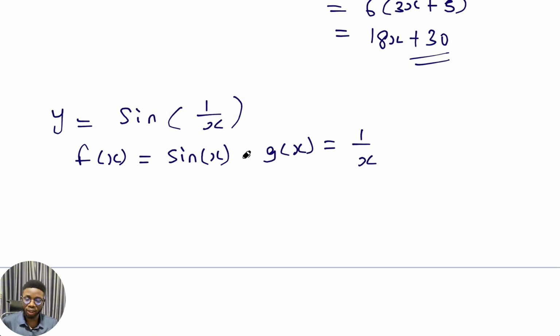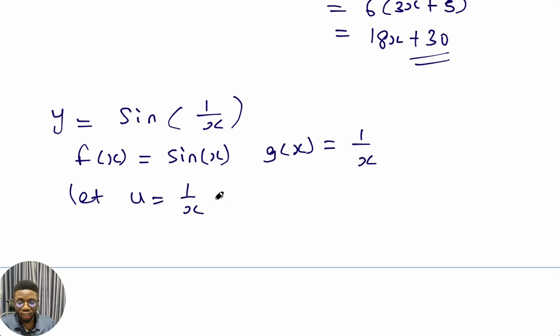So it's very basic. Sine is a function which, on the natural ground, should act on x. And now what is inside is not ordinary x, it's 1 divided by x. Just extract that out and replace this with x. So these are the two functions we'll be dealing with. So what do we do? Say let u equals 1 over x.